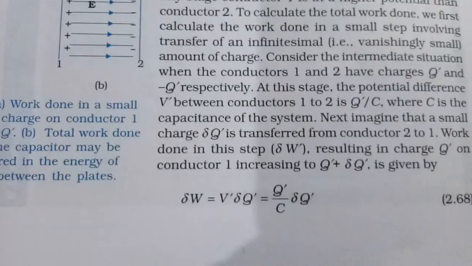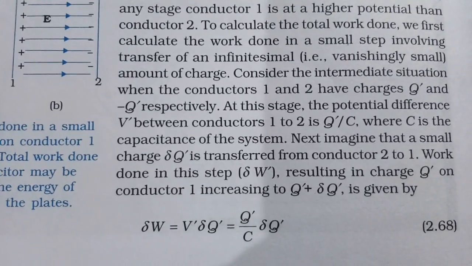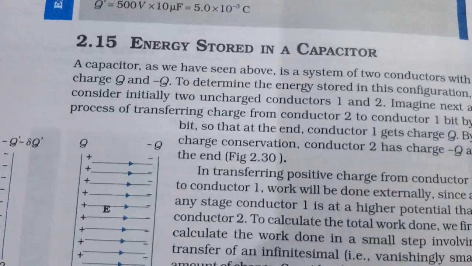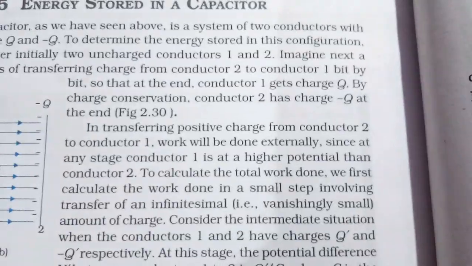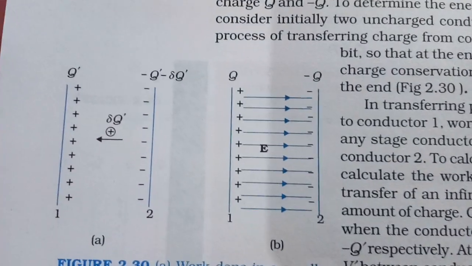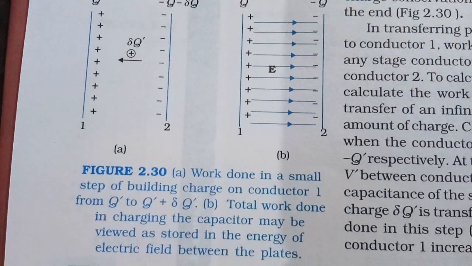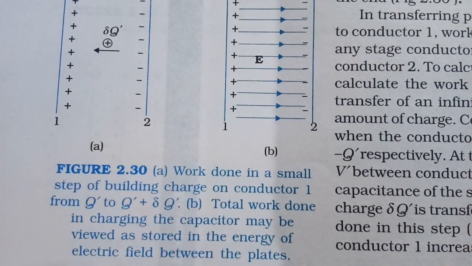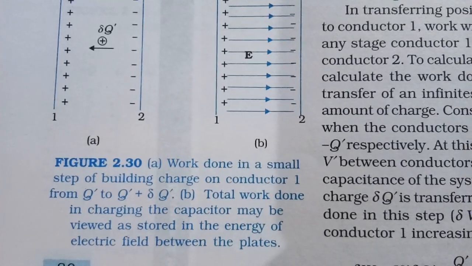For the capacitor, you will see the formula delta W and V dash, the variable, and Q dash is equal to Q dash by C times delta Q dash. Here you will see that in transferring positive charge from conductor 2 to conductor 1, work is done externally, and you will see the variables and the plus and minus signs. You will see the work done in a small step of building charge on conductor 1 from Q dash to Q dash plus delta Q dash, where work done in charging a capacitor may be viewed as stored in the energy of the electric field between the plates.